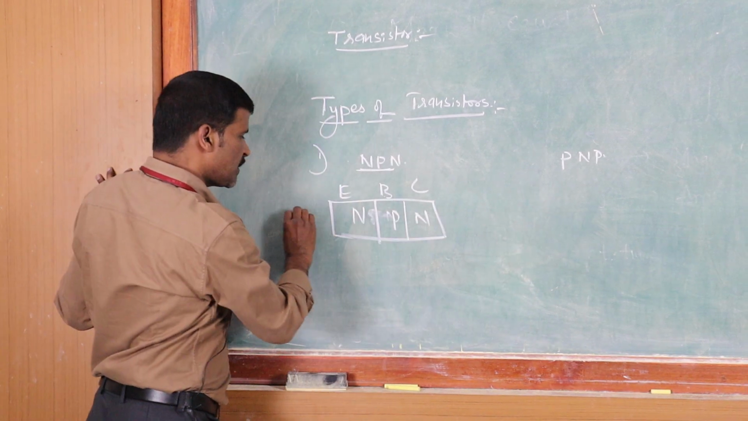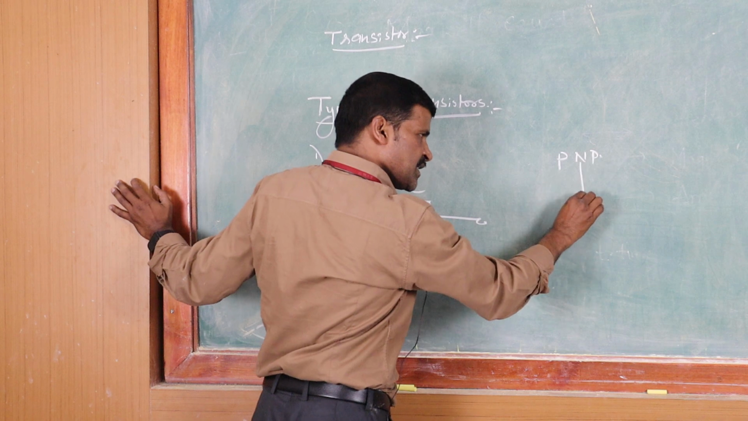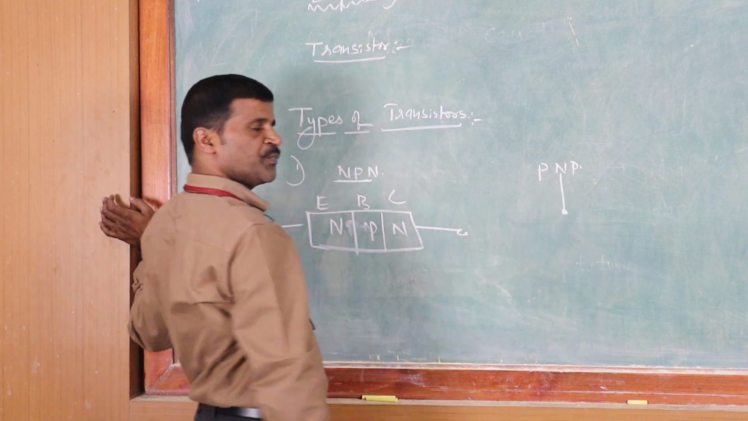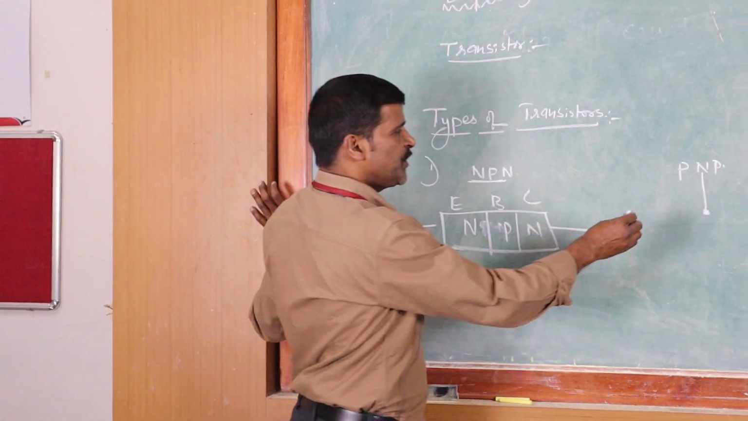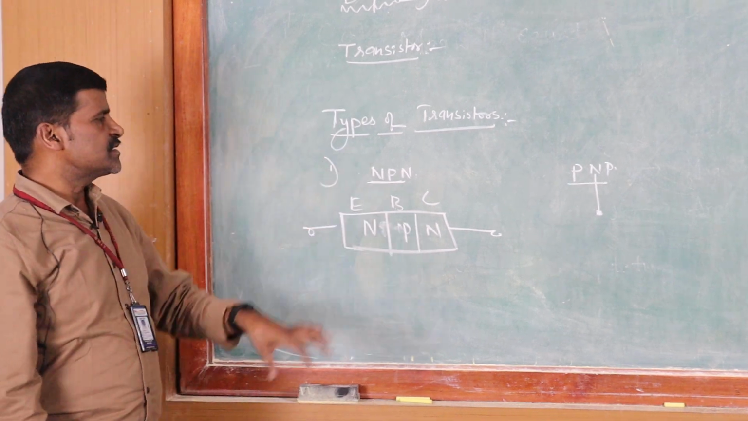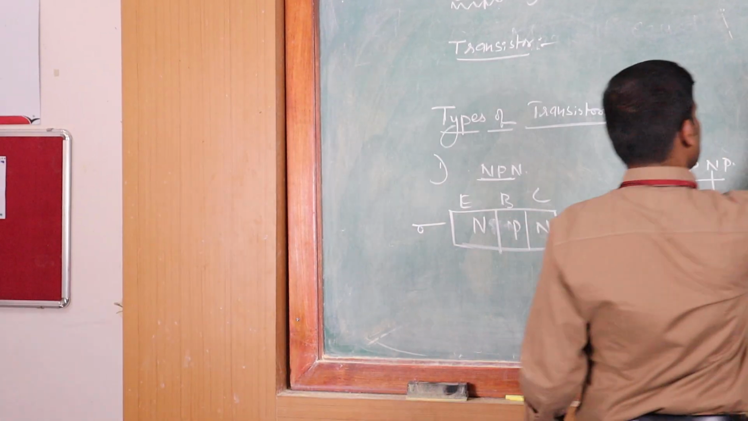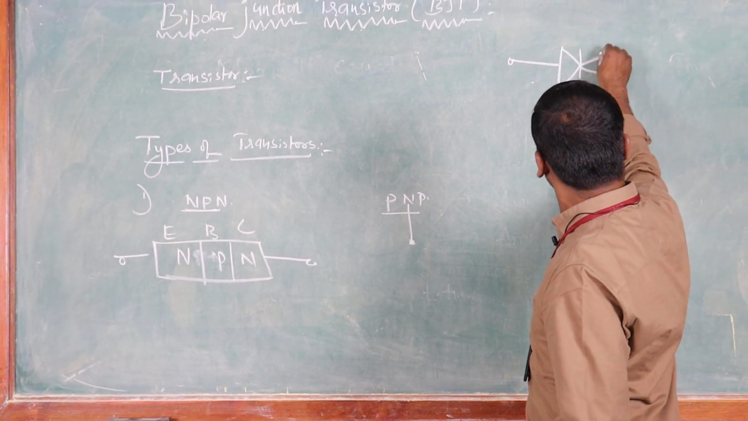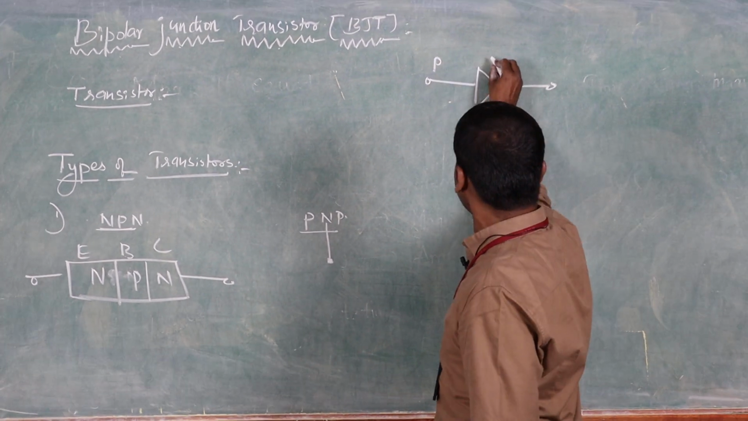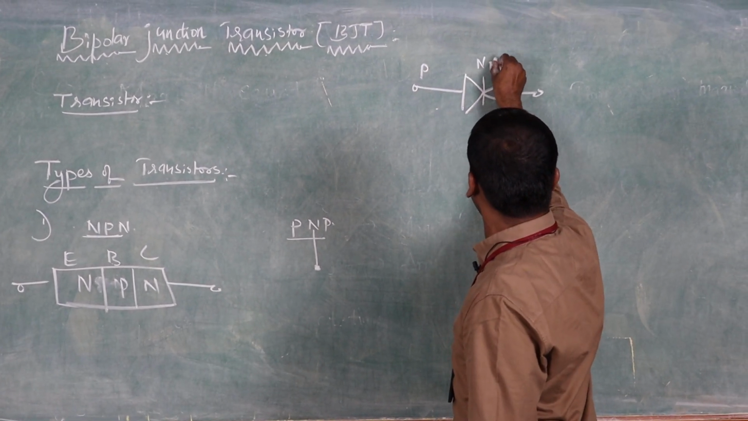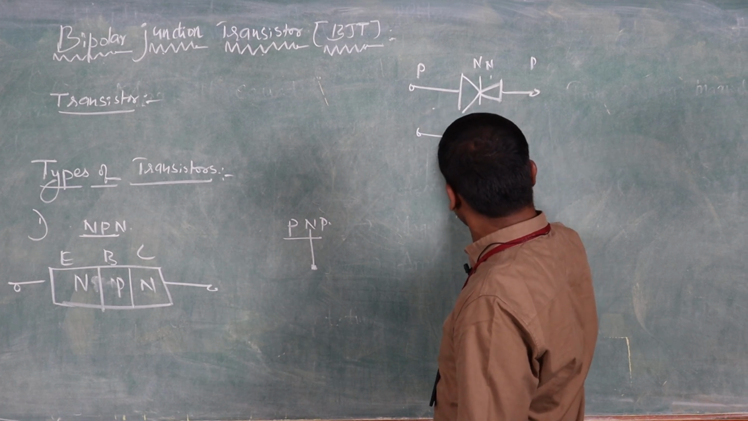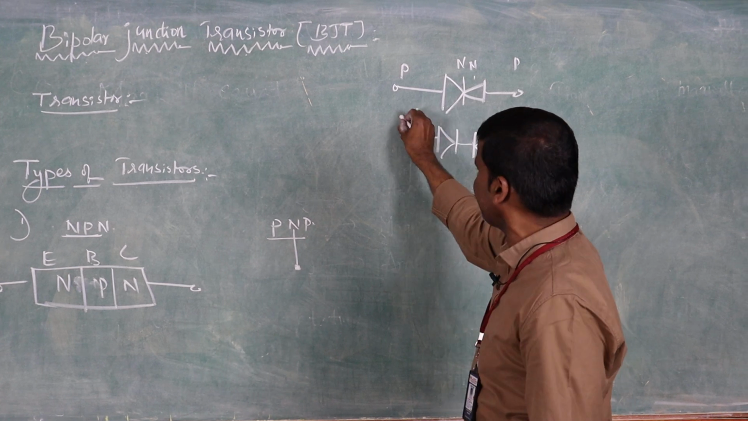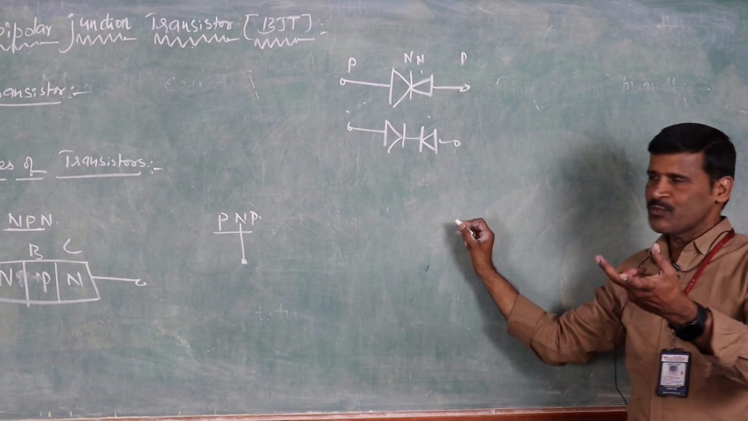But in a PNP transistor, the N-type silicon or germanium base is sandwiched between two P-type semiconductors. Basically, an NPN or PNP transistor is a back-to-back two diode connection. One terminal is P, another is N, again N and P. One is a forward bias PN junction diode and the other is a reverse bias PN junction diode. This is called the back-to-back two diode analogy.